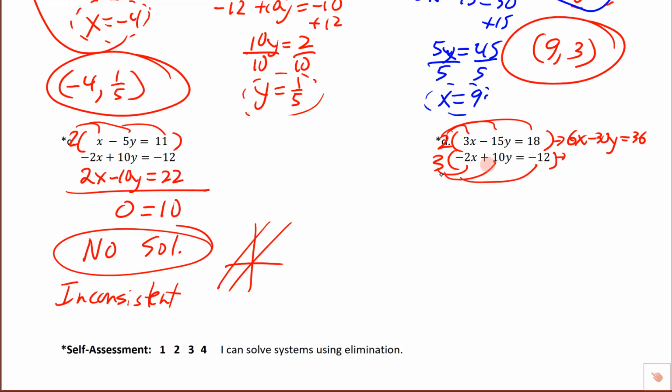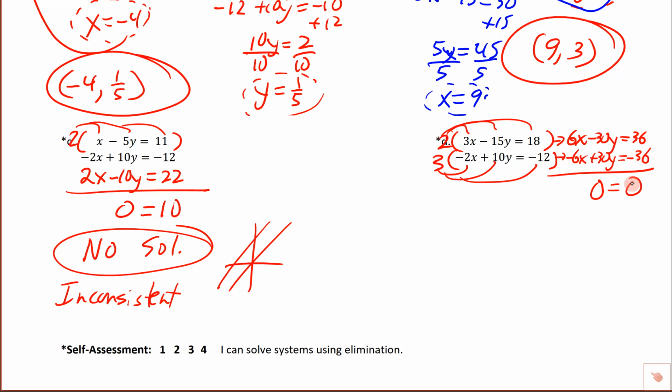Now let's do this one. And here's why we did the 3, because it already had a negative. We were taking advantage of the fact that they're opposites. So 3 times negative 2, negative 6x. 3 times 10, that's going to be positive 30y. And 3 times negative 12, that's going to be negative 36. And some of you might be able to see what's going on here. The x's are going to cancel out. The y's are going to cancel out. So we get a 0 over here, and those cancel out.